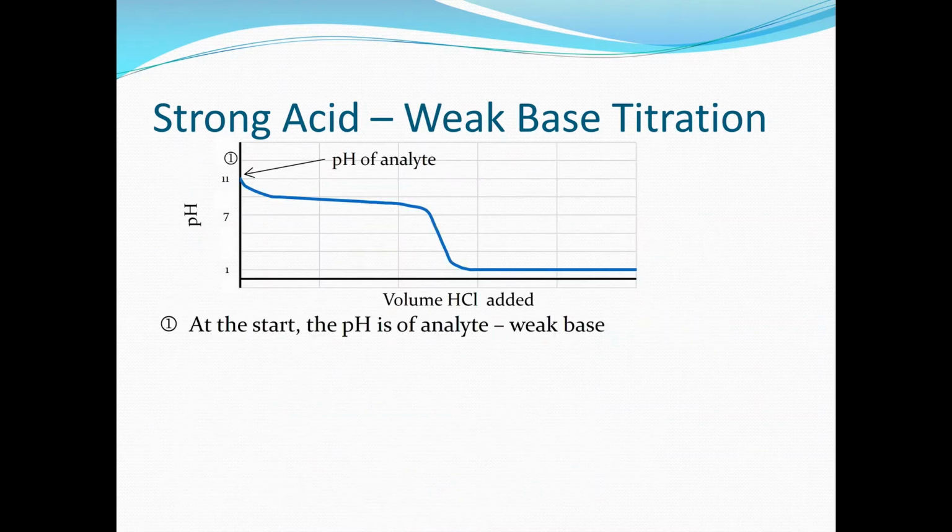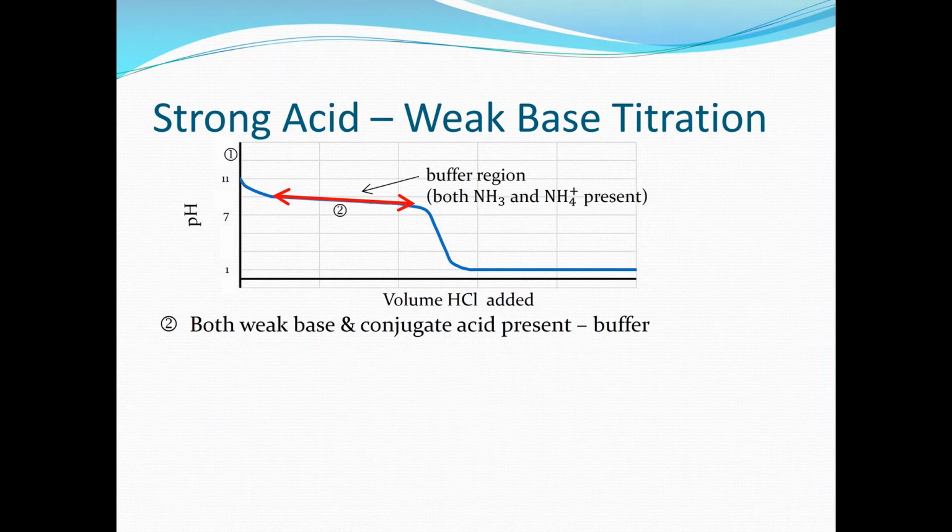Okay, so at the very start, again, the pH is just going to be the pH of the analyte. So in terms of a process here, it's just a weak base equilibrium problem, right? That's all we have in the solution is just weak base. And so you're going to use your Kb to determine what your hydroxide ion concentration is, do that equilibrium, that can tell you your pH.